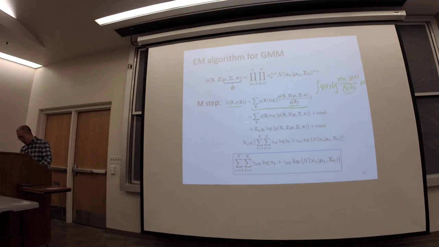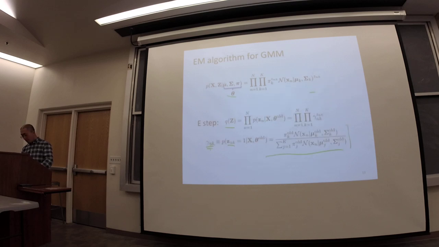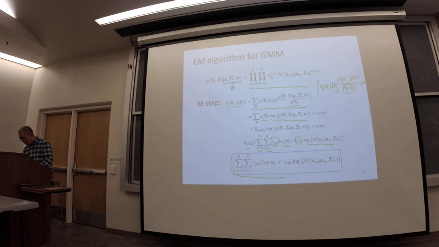So we only need to maximize the summation of Q of Z over this log joint probability. Here's the log joint probability. You just take the logarithm and end up with a summation over n, summation over k, of znk logarithm of pi k plus znk logarithm of the Gaussian likelihood. And then you sum over Q of Z, which means that you take expectation of this. So essentially you need to take the expectation of each znk, which is gamma nk, computed from here. So the remaining thing is just to maximize this double summation.